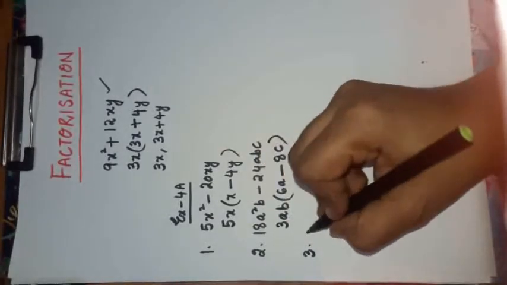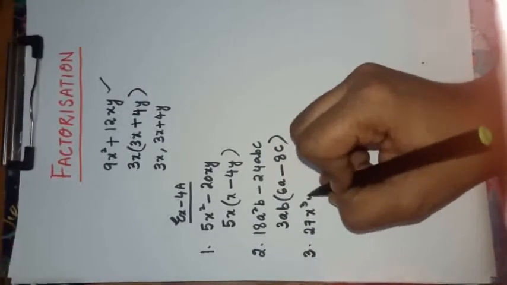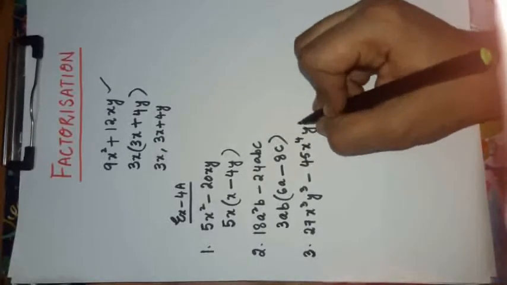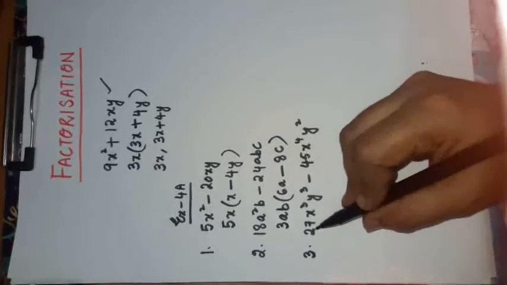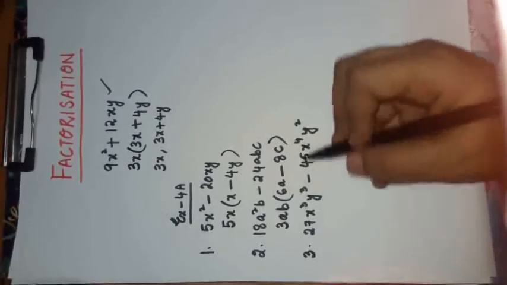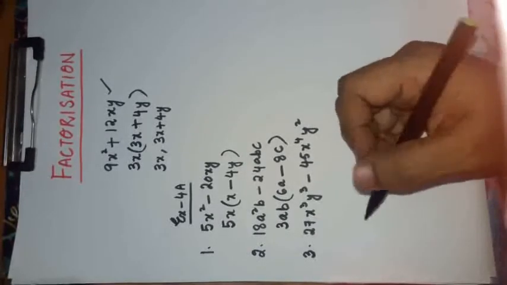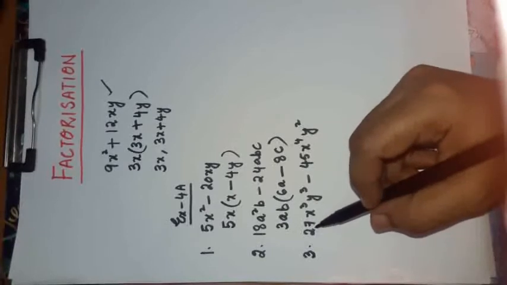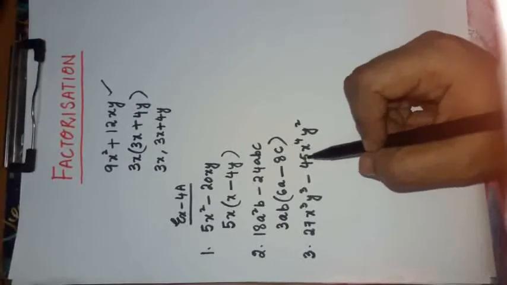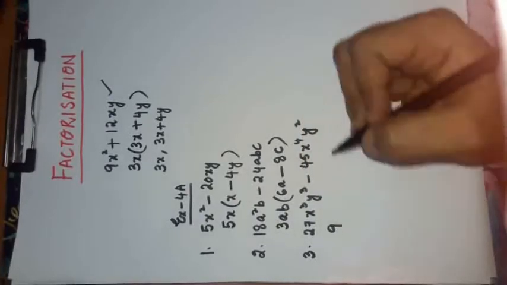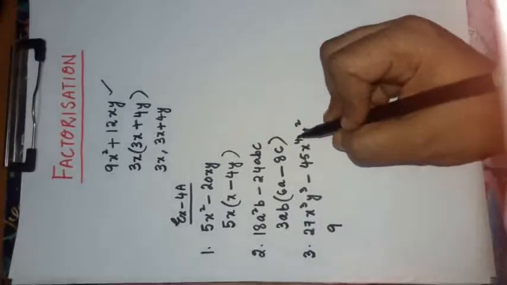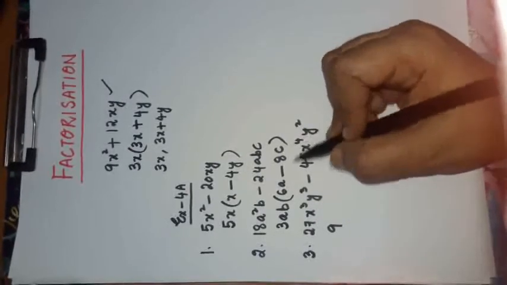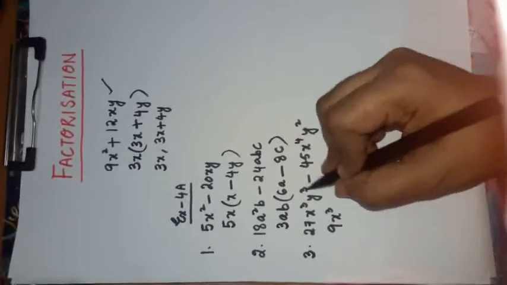The third question is 27x cube y cube minus 45x power 4 y square. Over here now 27 and 45. In which table can they come? 3 table? No. Then shall we go with the 9 table? 9 3s are 27 and 9 5s are 45. So over here let us take 9 common. Then x cube and x power 4. What can you take common? Here we have x cube, here x power 4. So let us take x cube common, then y cube and y square.